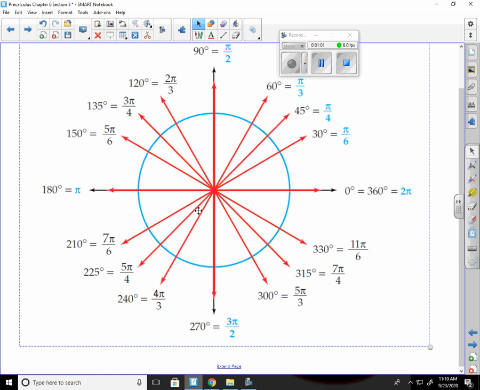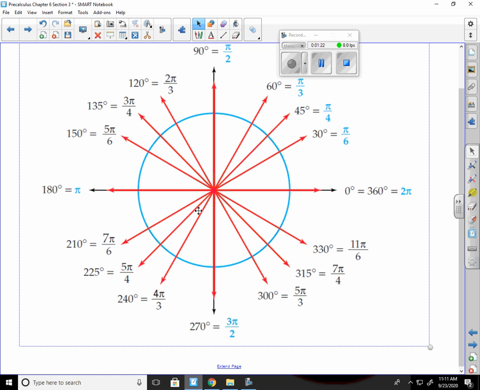210 is 7 pi over 6. 225 is 5 pi over 4. I know 270 is 3 pi over 2. There's one in between there that I don't remember. Anyways, you get the point. Good to memorize it so that you can do those simple conversions.